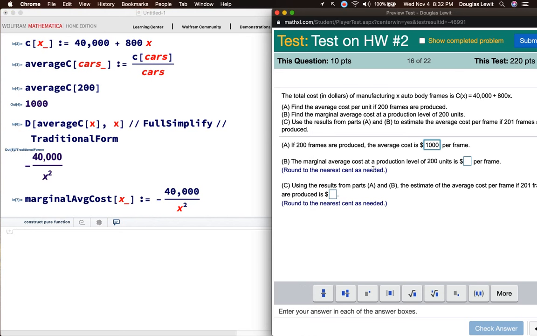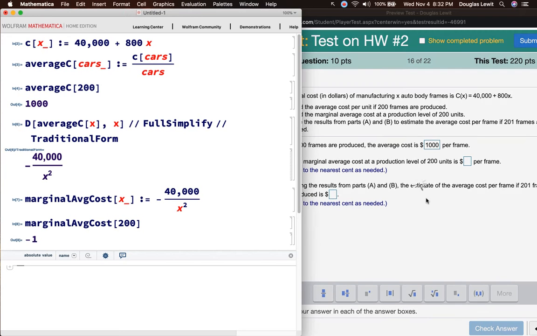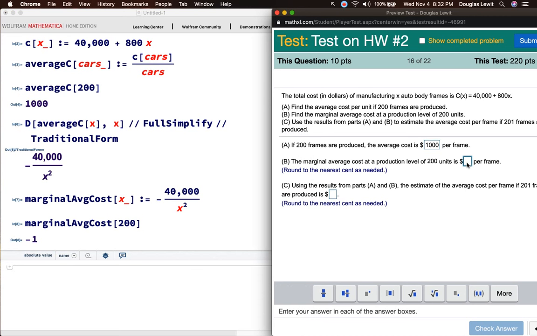So for the value of 200, when x, or the number of cars, is 200, what is the marginal average cost? Marginal average cost of 200 is going to be negative $1. So if the company makes more than 200 automobile frames for cars, that means the company is going to start losing money, right?